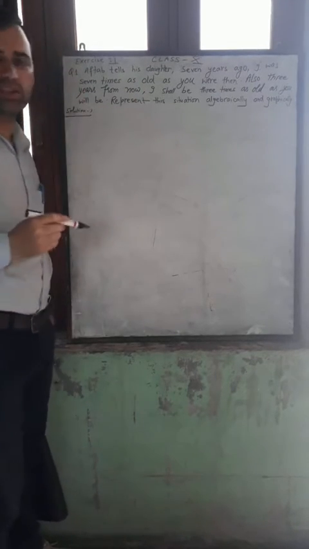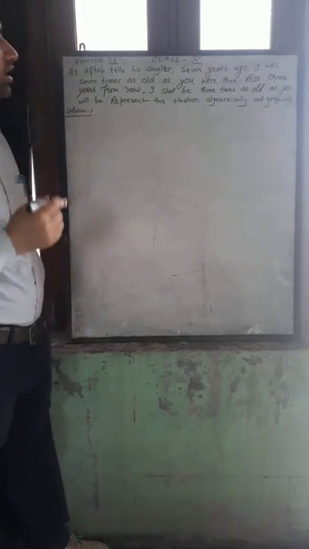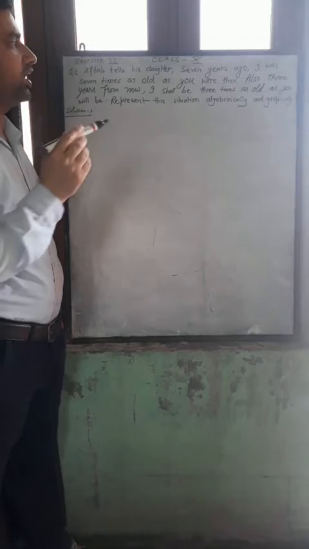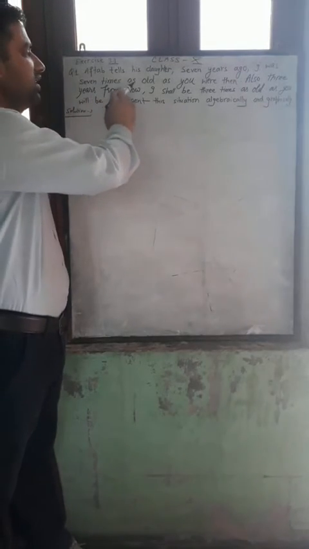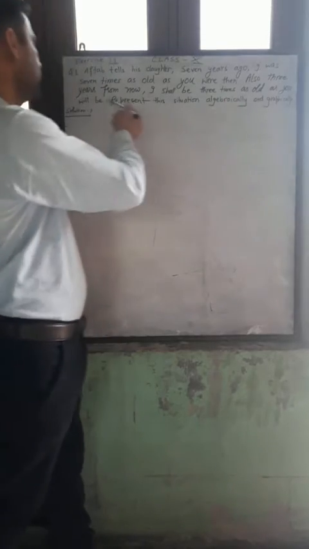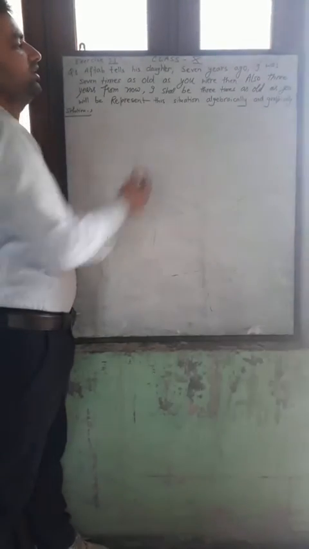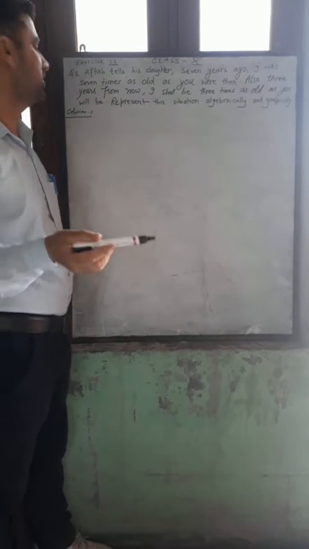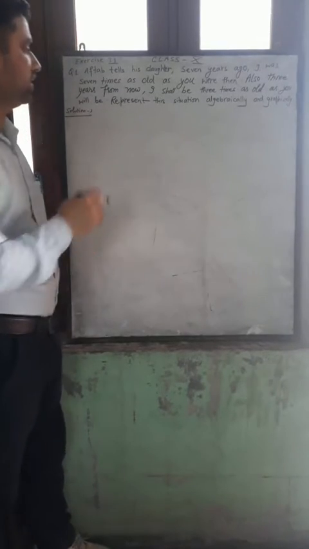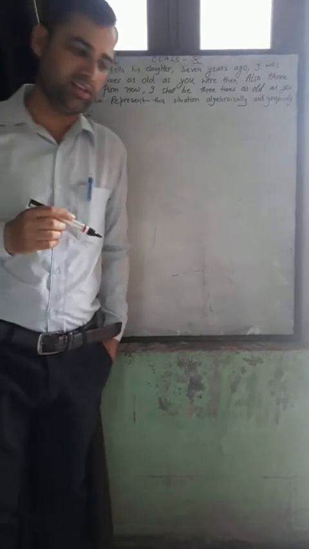There is the first question. Aftab tells his daughter, 7 years ago I was 7 times as old as you were then. Also 3 years from now I shall be 3 times as old as you will be. Represent this situation algebraically and graphically.